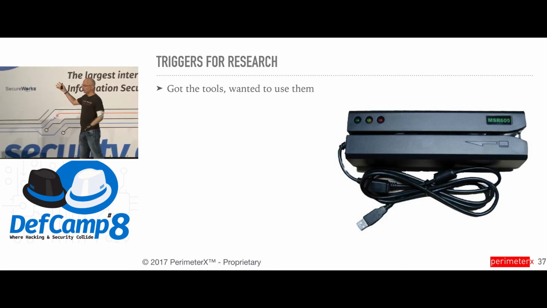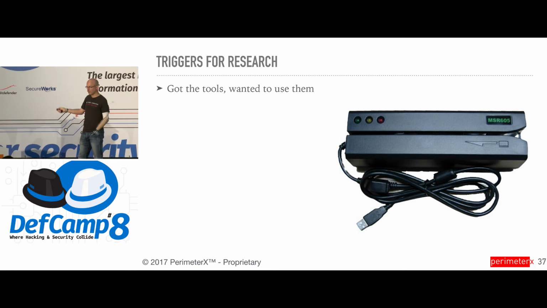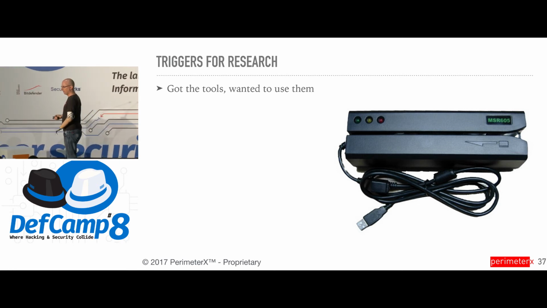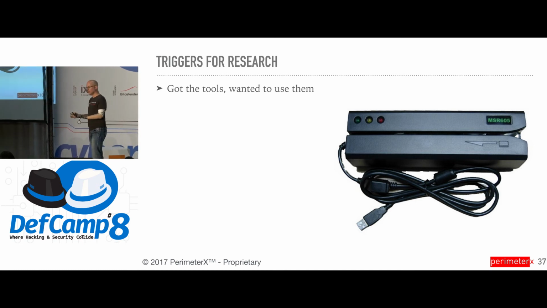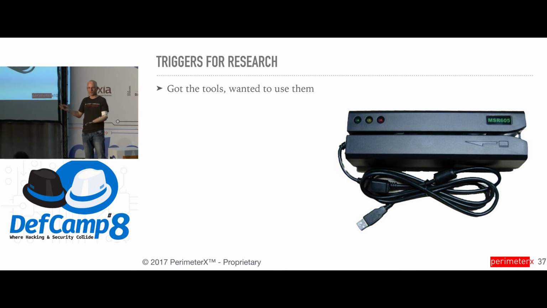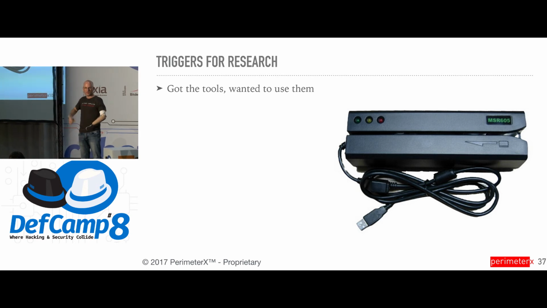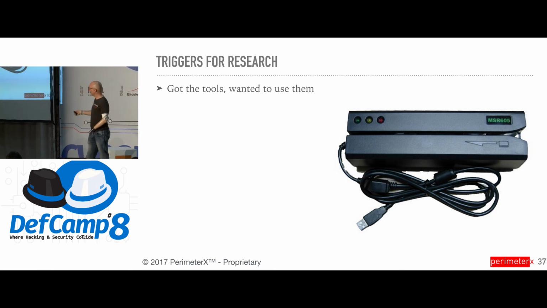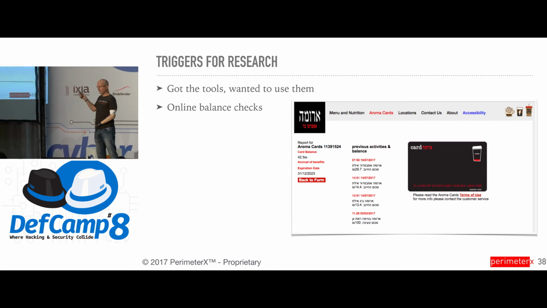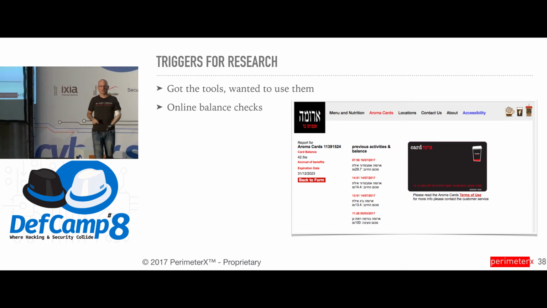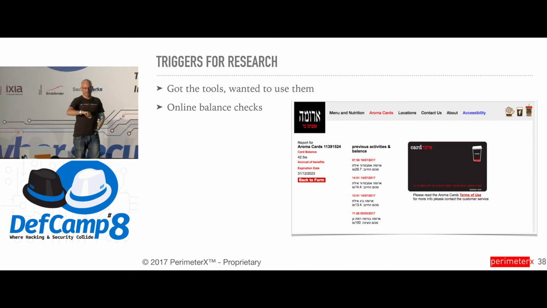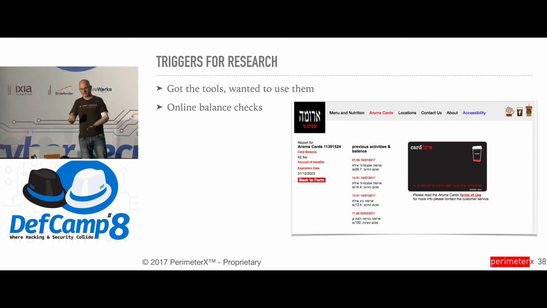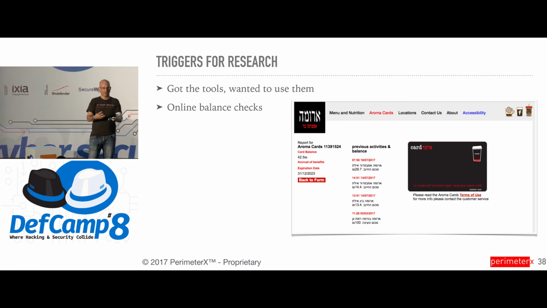First of all, I had the tools and I just wanted to use them. This is a 3-track reader and writer for magnetic stripes. And I was really looking to find a project to do some research with this, because credit cards you're not allowed to touch, and this is different. And then they have online balance checks, which is great because if something can be done online, then potentially you can automate it. And that also has a source of vulnerability.